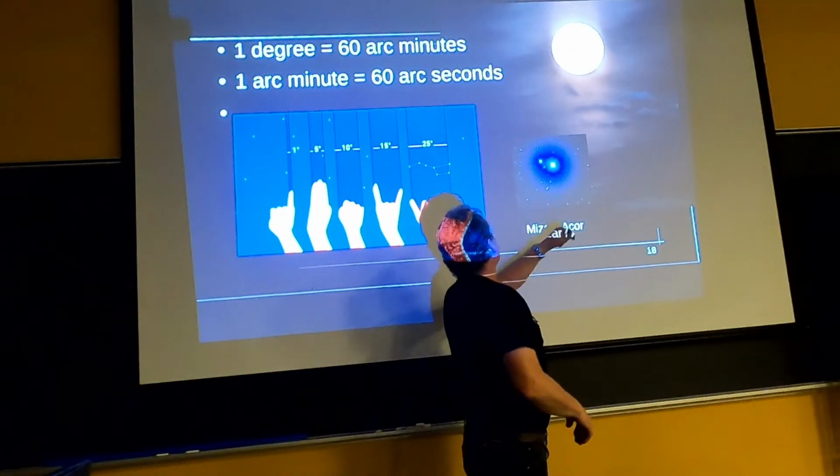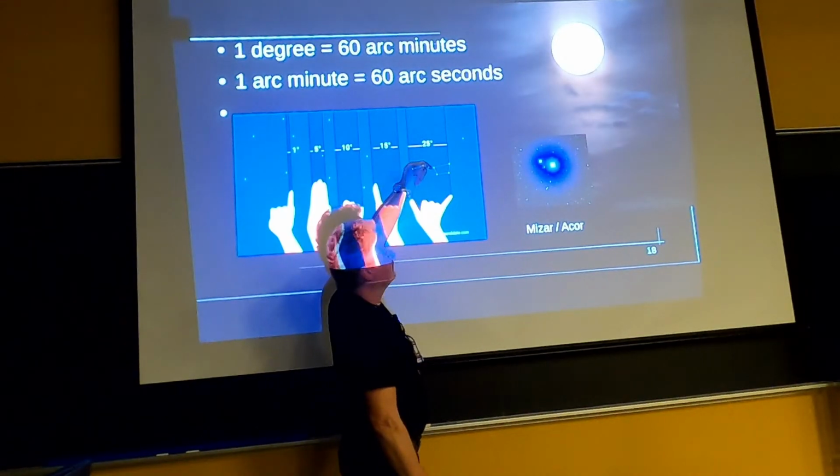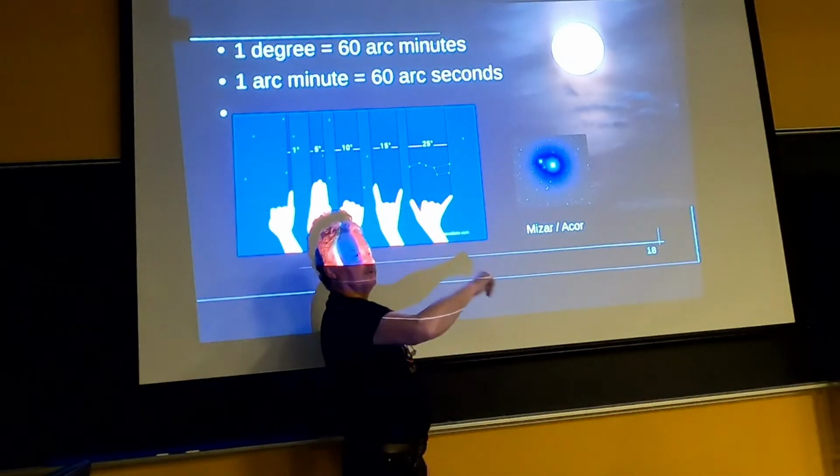Of course, these are the two stars in the crook, in the bend of the handle, that they used to use during the Roman times. If you could see those two stars, you had good eyesight, you're a soldier.